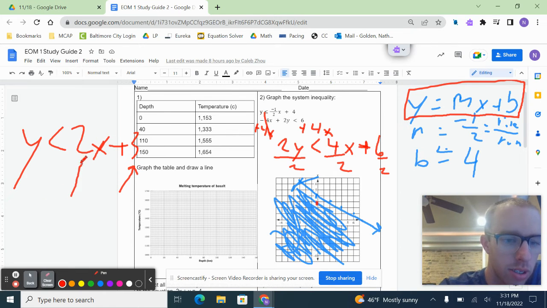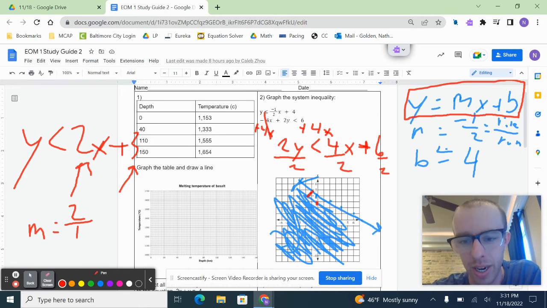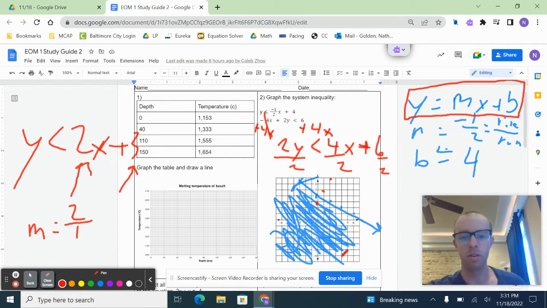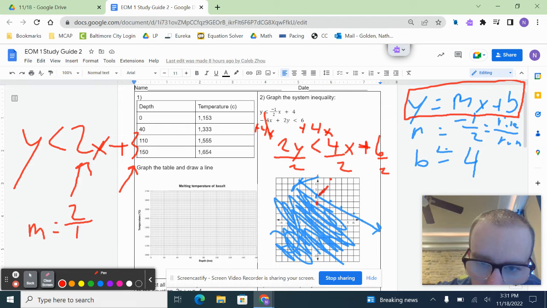And the slope is 2, but I always need the slope to be a fraction. So I know slope 2 as a fraction is just 2 over 1, because 2 divided by 1 is still 2. I didn't change the number, I just changed how it looked. So I go up 2 over 1, up 2 over 1. There we go. And now since this does not have an equal sign with it in the left hand, when I connect the dots, it's going to be a dashed line.